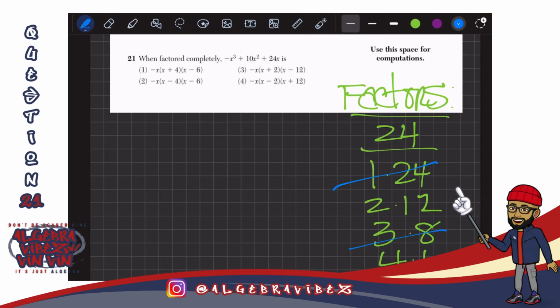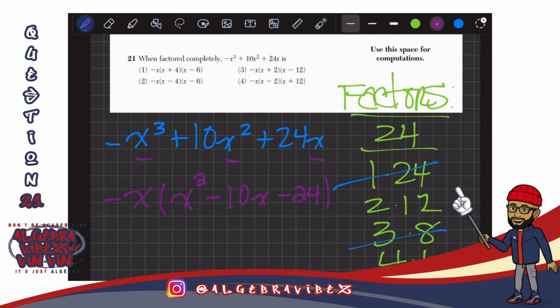So the first thing we're going to do is rewrite everything. Like I always do, negative x cubed plus 10x squared plus 24x. The common term or the common variable in all 3 of these terms is the x. So we're going to pull out a negative x, which is going to give us x squared minus 10x minus 24. Now we can make a decision on what number we're going to use.